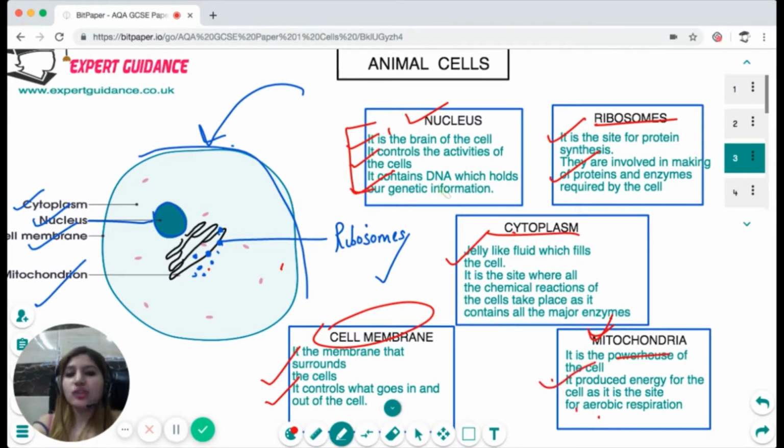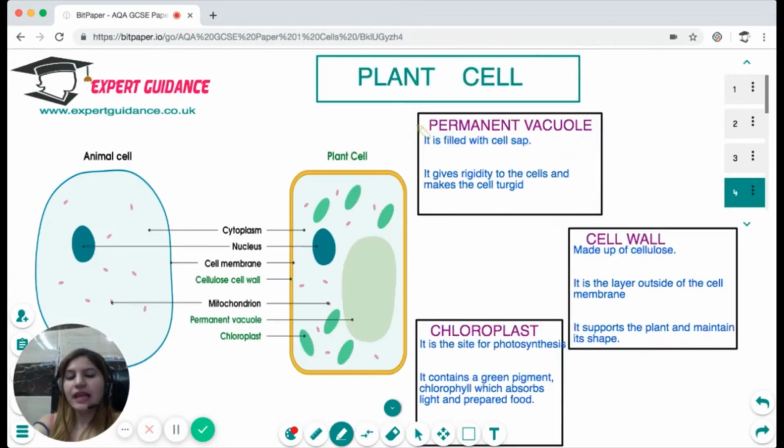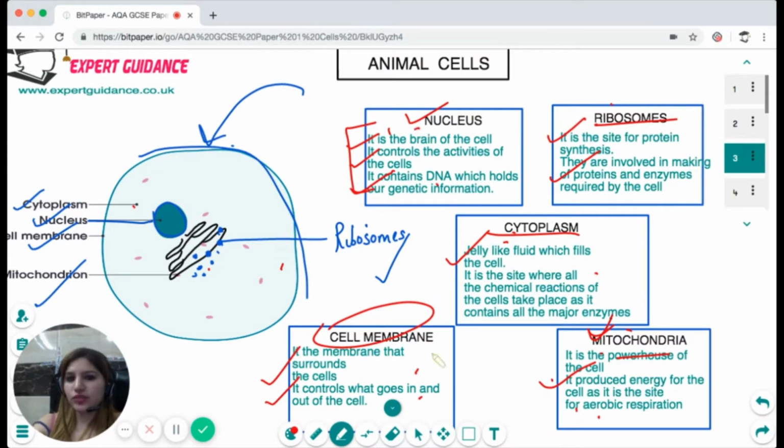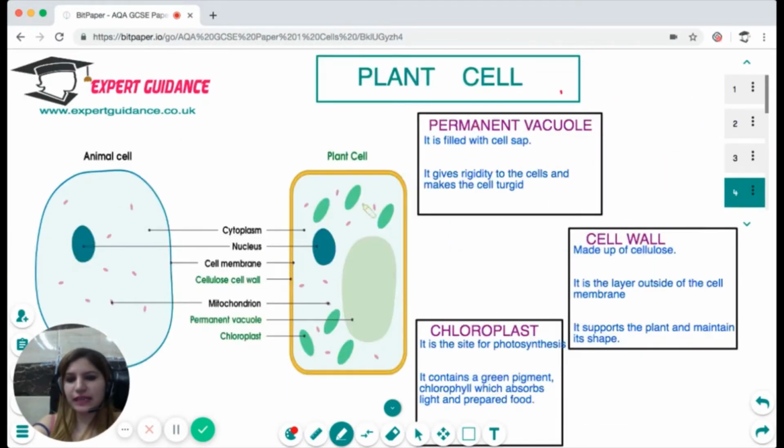Okay, so I hope you know the function of each of these organelles. And you should be able to label them. If any cell is given to you, you should be able to spot where's the nucleus, where's the cell membrane, where's the mitochondria. Next is the plant cell. Now the plant cell has all these organelles which we have just discussed in the previous slide, except it has three extra organelles which are just found in a plant cell.